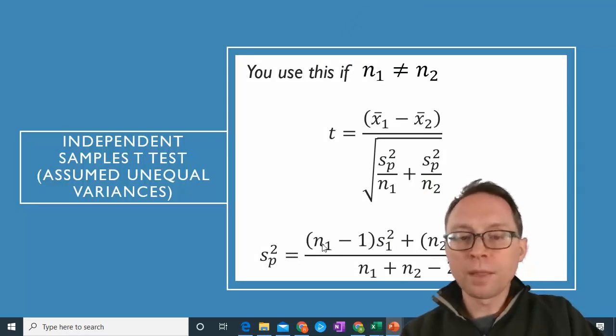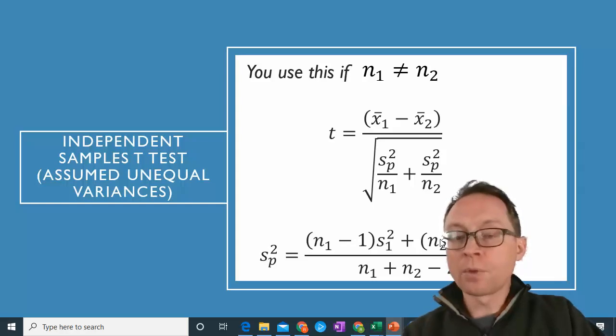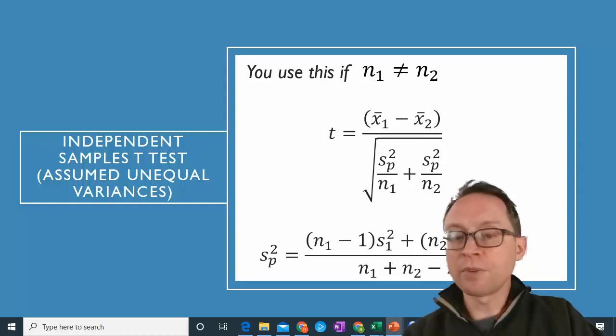So now when we look at our calculation, we need to get the pooled variance. So n sub 1 is going to be cat people. So we have 6 cat people minus 1, so it's going to be 5 times the variance of cat people. There were 7 dog people. So 7 minus 1 is 6 times the variance of dog people, divided by n sub 1 plus n sub 2, which is 6 plus 7 minus 2.